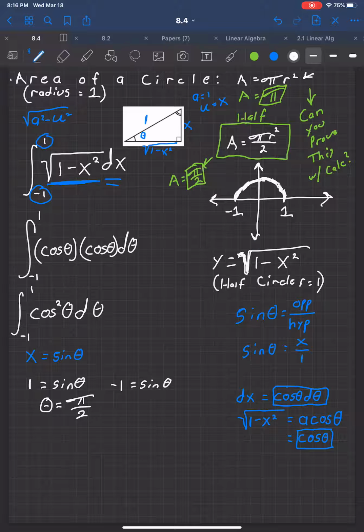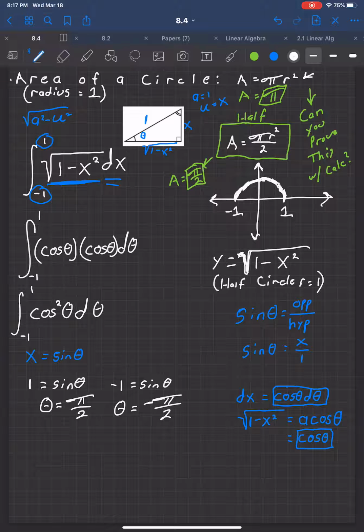And we know that sine of theta is equal to -1 when theta is equal to, well, let's stop. Is it 3 pi over 2 or -pi over 2? Well, it actually is -pi over 2.